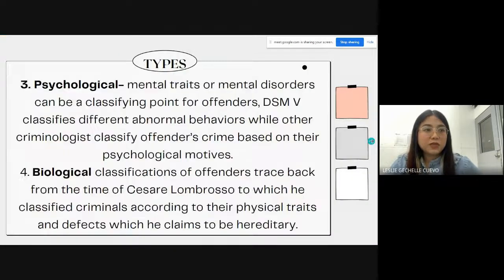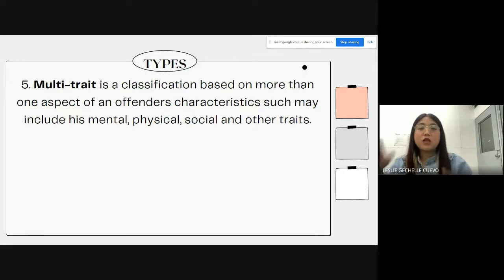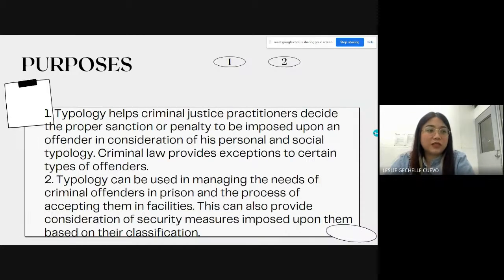Ayan, part ng types of ay multi-trait. So this is a classification based on more than one aspect of an offender's characteristics, such may include his mental, physical, social, and other traits. Kumbaga, madami ng involved doon sa pag-categorize mo or sa paggawa mo ng typology. So that's multi-trait.